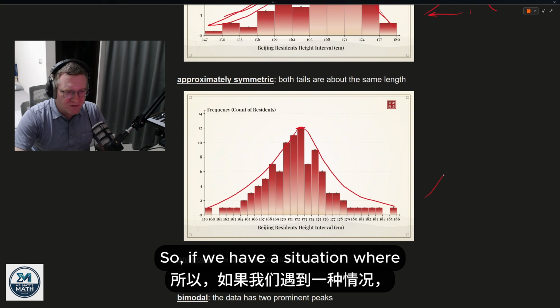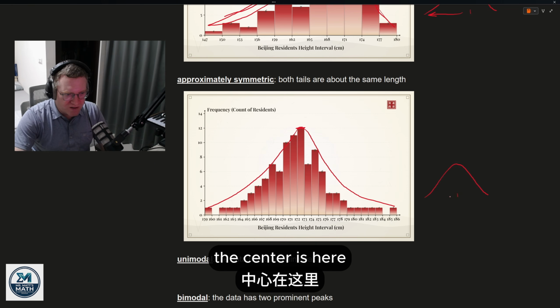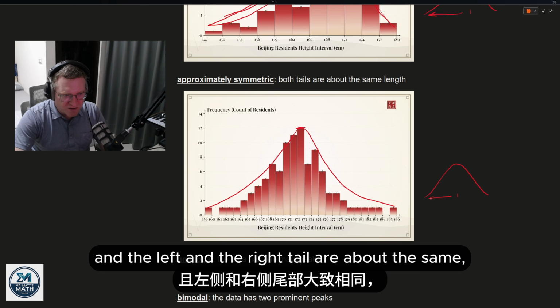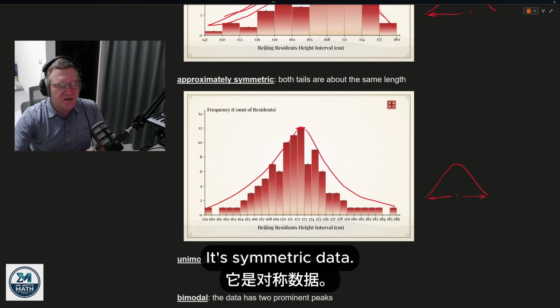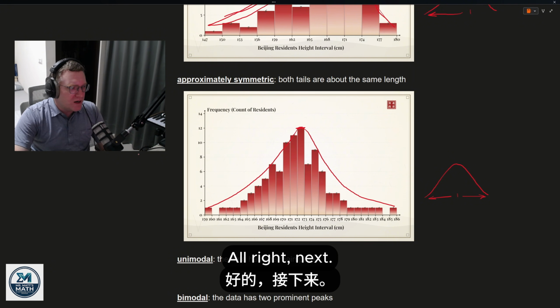So if we have a situation where the center is here and the left and the right tails are about the same, well then we call this approximately symmetric. It's symmetric data.